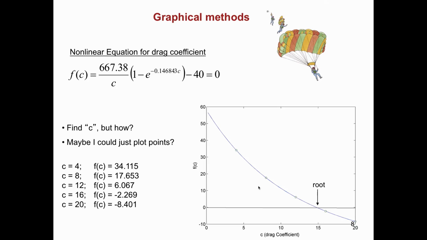So these are just the values that are here circled. So you have 34, then you have 17, 6, minus 2. So you say, aha, this is where I'm crossing 0. So I'm somewhere between 12 and 16. So that's if you just do it. And then you can just say, okay, evaluate 14 in between here and figure out which one is positive.